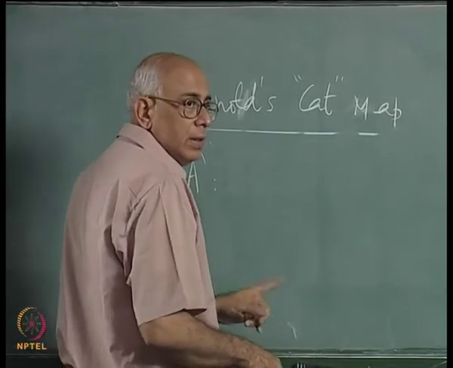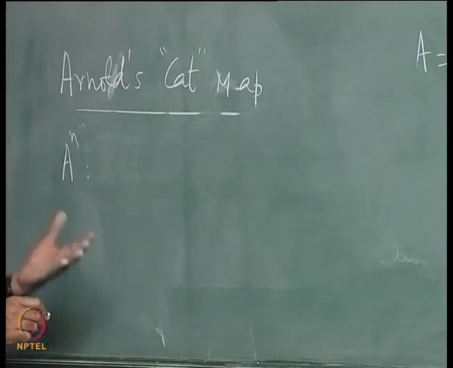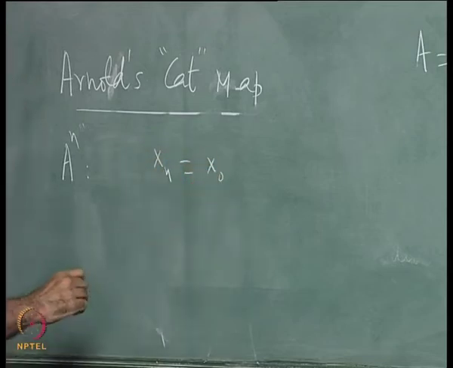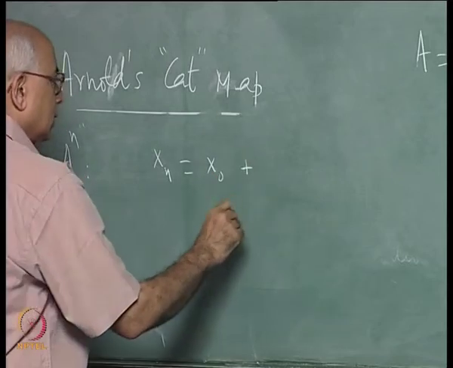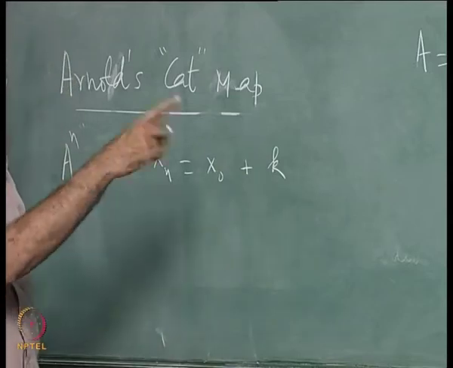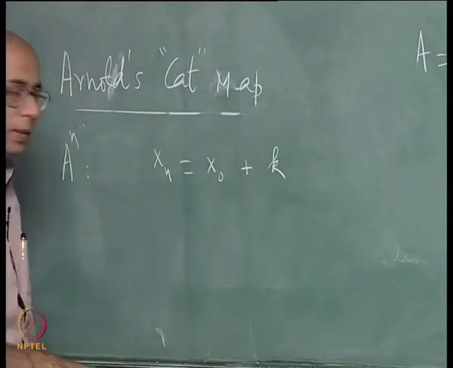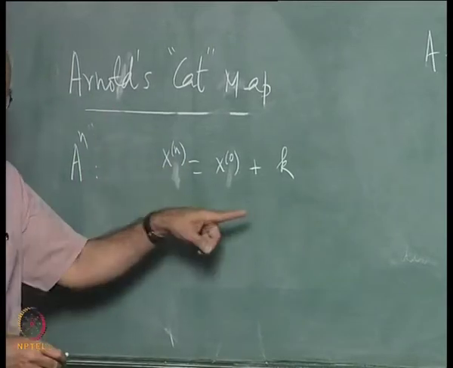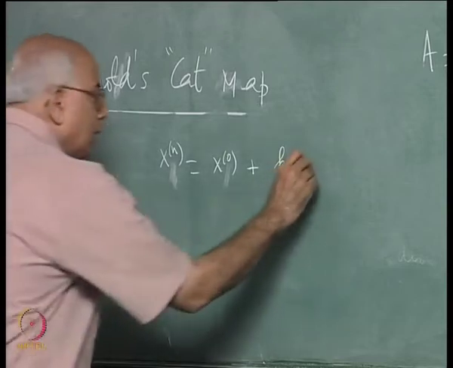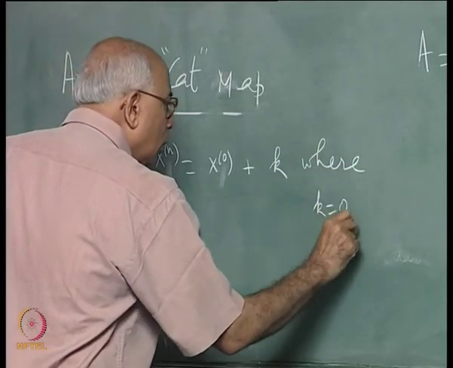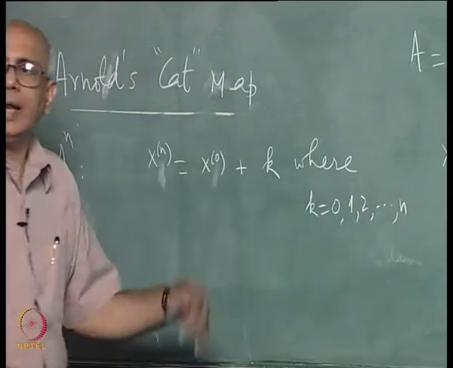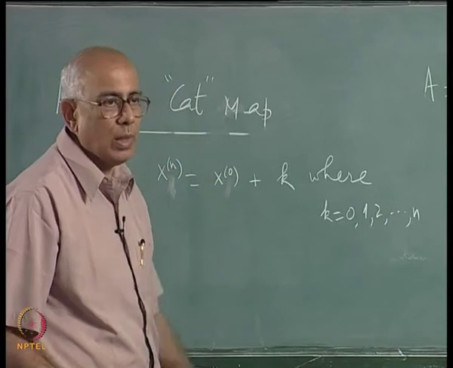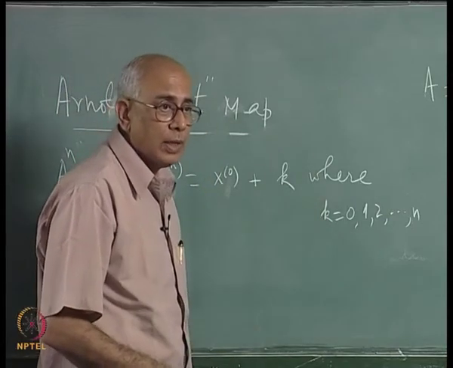So it is evident that if (x0, y0) is a fixed point of this object, then it says x_n must be equal to x0 plus some integer k, which goes away in doing the modulus. Bad notation to use it like this. Suppose x0 is a fixed point, then after n iterations it would do this, where k can be 0 or 1 or 2 up to n. It cannot be more than n, because after n iterations a point cannot increase by more than n, since in one iteration it cannot increase by more than 1 before I do the modulus, before I do the modulo trick.